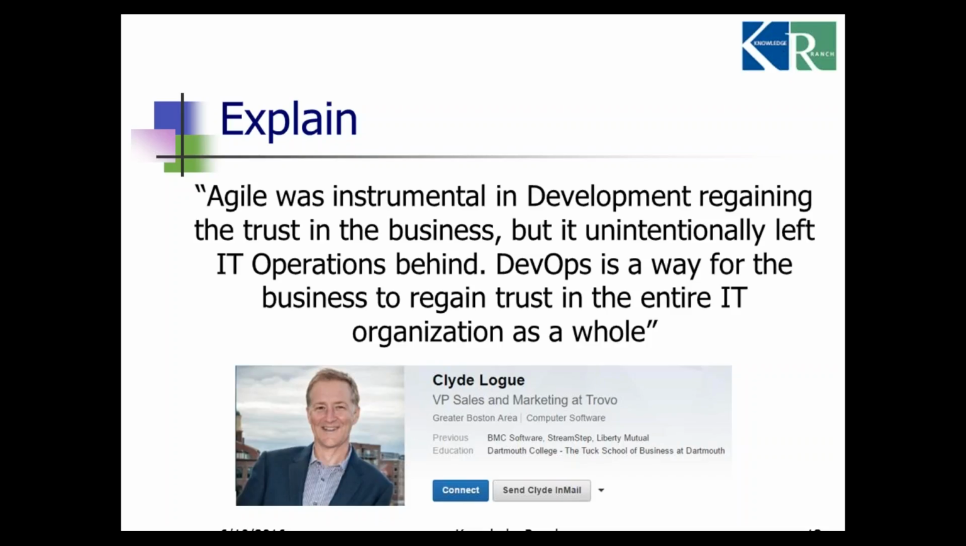Okay, so what this means is that when the agile movement caught hold of the IT industry, the business and development team were in sync, but it unintentionally left the operations team behind. Now we need to get them also on board, and that's why DevOps is a way for business to regain the trust of the entire IT organization, not just the development team. So all these three partners have to come together and work in a very synchronous manner, delivering quality services to customers.